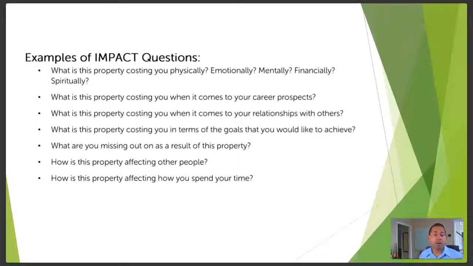How's the property affecting how you spend your time? Are you able to do the fun things you want to do or not? So all of these things are in the pre-screening. When I say connect with a human, this is what I mean.